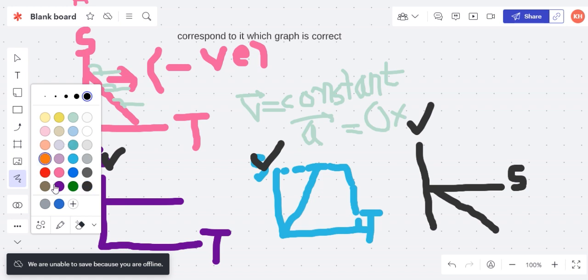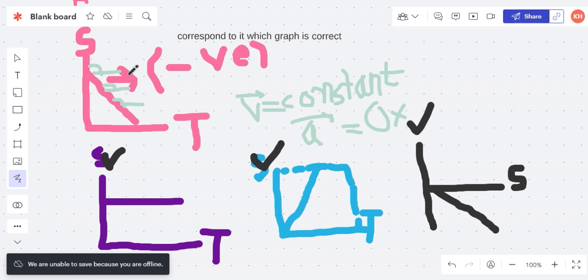First of all, I'm going to discuss the velocity time graph, the last option. This slope is constant. As you can see, here the slope is also constant going right, but here the slope is decreasing. Here theta is constant, but the slope is decreasing. And this slope is constant, which is parallel to the time axis. So we can say that this cannot be the right answer.